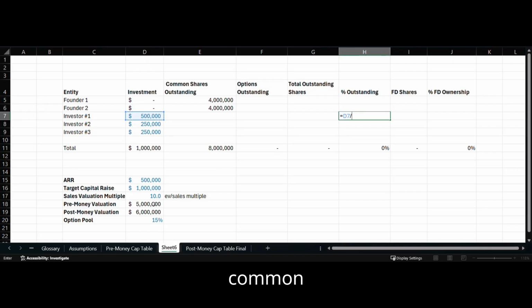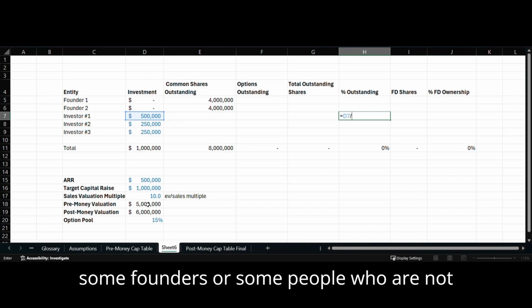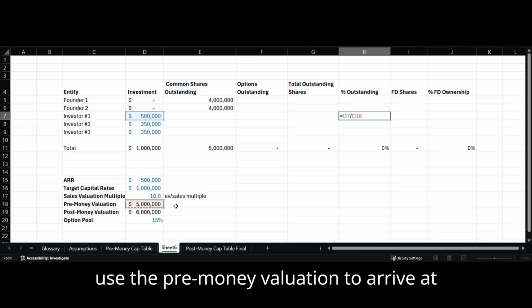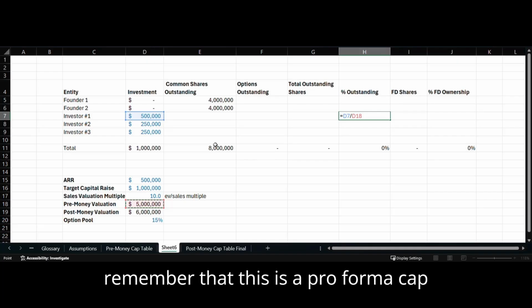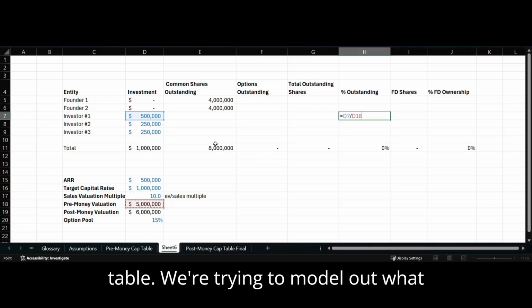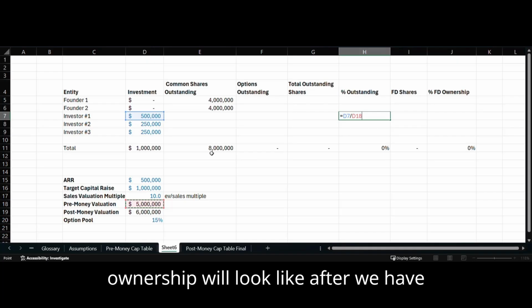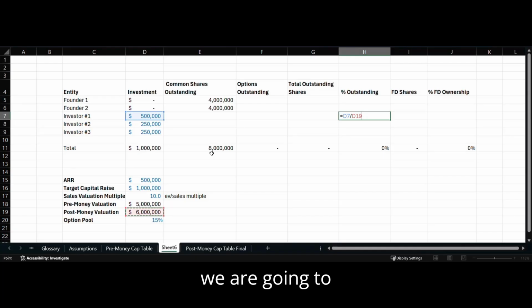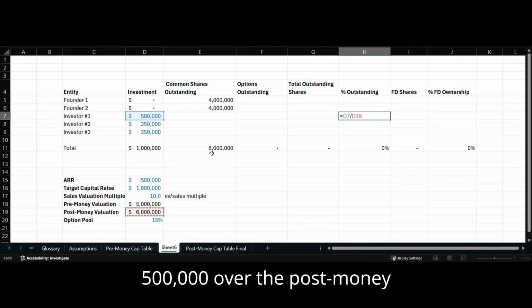Now, a common mistake we see is that some founders or some people who are not very familiar with cap tables use the pre-money valuation to arrive at the percentage of outstanding. But remember that this is a pro forma cap table. We're trying to model out what ownership will look like after we have raised the capital. And as such, we are going to divide the 500,000 over the post-money valuation, not the pre-money.